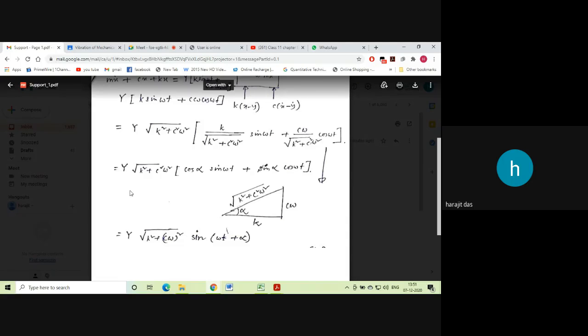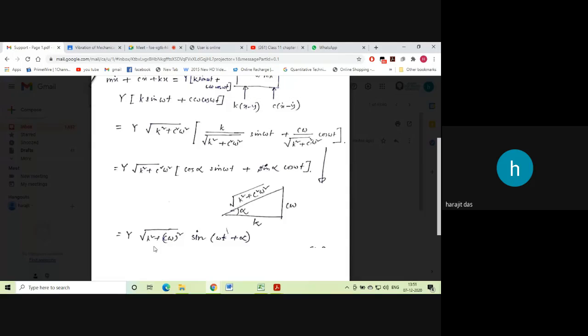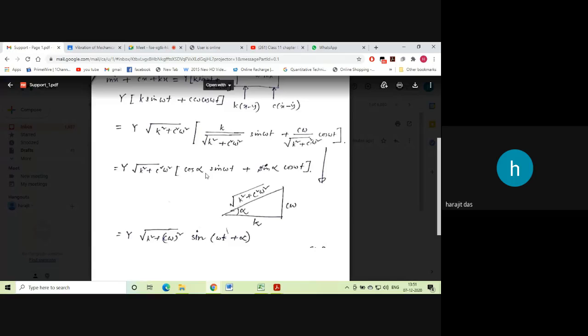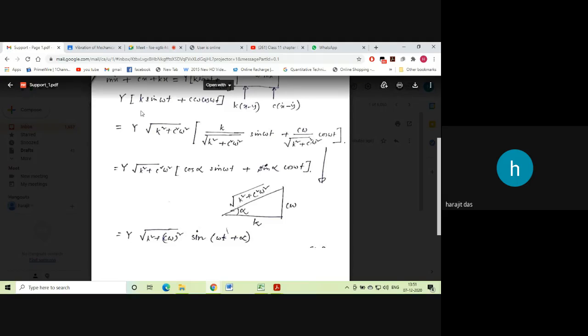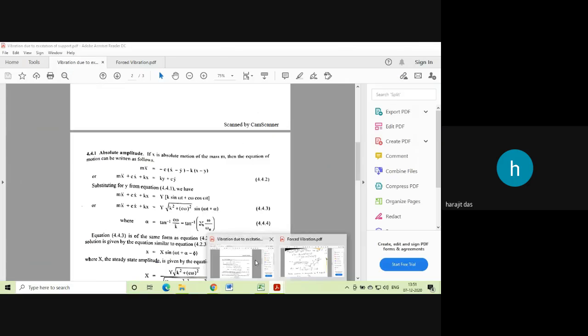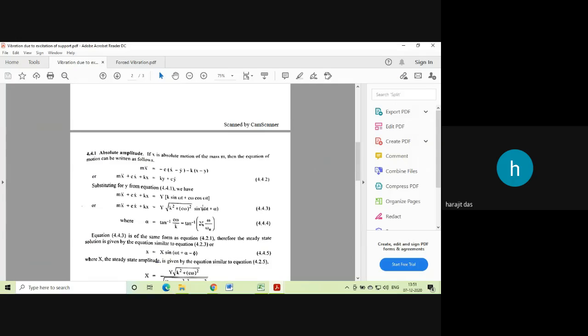So instead of this, we will be writing y, and for this we will be writing the same term, and here you can see that this is sine a cos b plus cos a sine b. So sine a plus b. Okay, sine omega t plus alpha I can write, isn't it? So this is correct. So instead of this term, whatever it is, I can write in this way. So this is the simple simplification for this calculation.